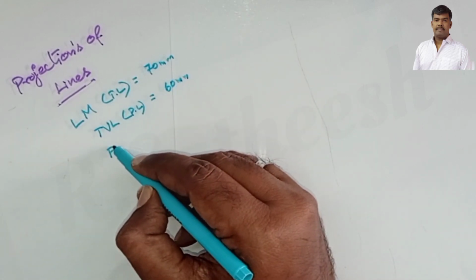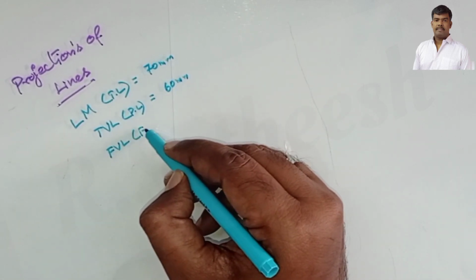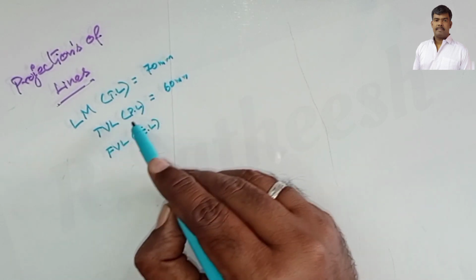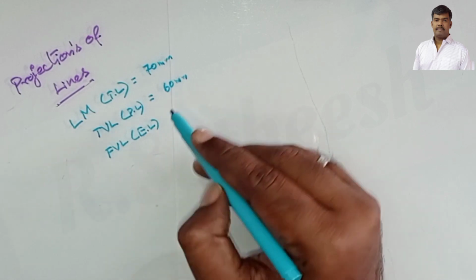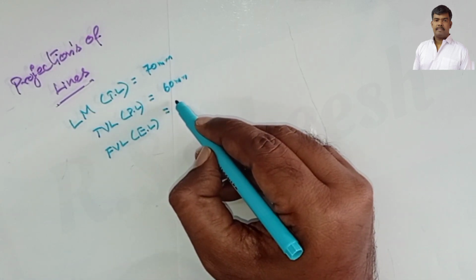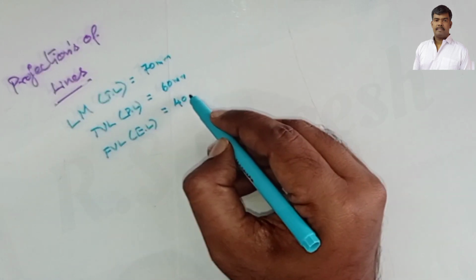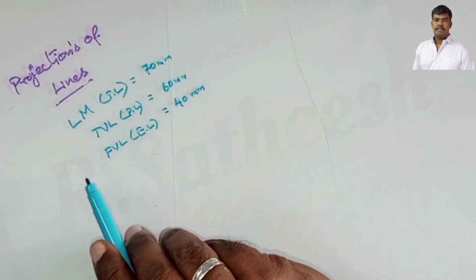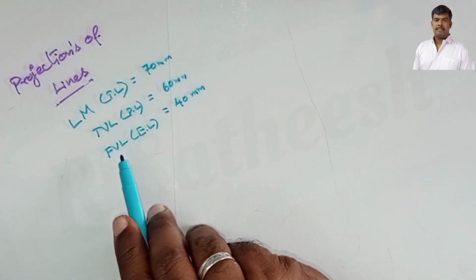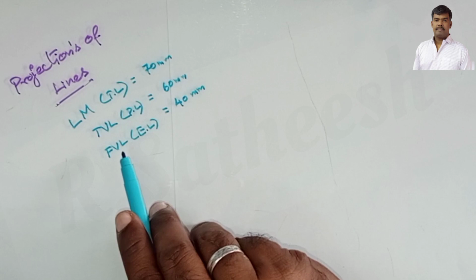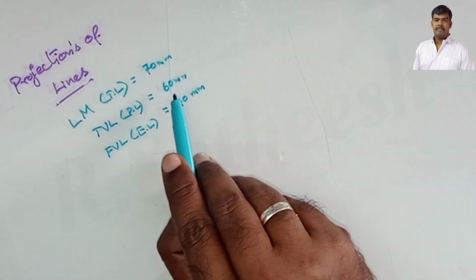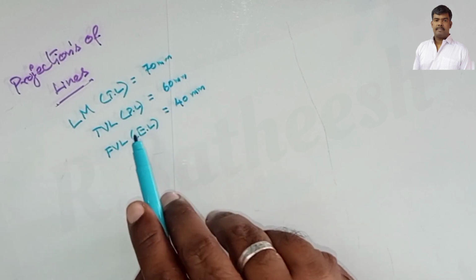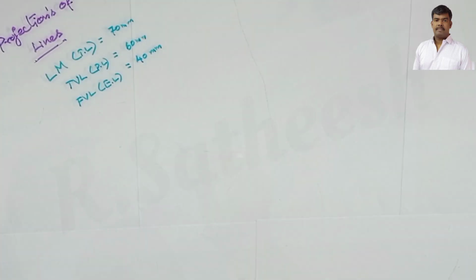The front view length is the elevation length, EL. So the top view length is also called the plan length, and the front view length is also called the elevation length. So the elevation length in this problem is 40 mm, because the top view and front view of the line measure 60 mm and 40 mm respectively: first value first one, second value second one. Clear? So draw the projection.